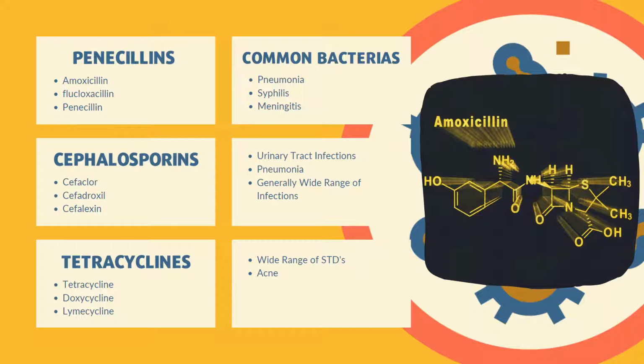So, like I said, there are a very wide variety of antibiotics that are in use. However, there are some common groups of antibiotics that are used. Most common ones are penicillins, cephalosporins, and tetracyclines. The penicillin class of medications, such as amoxicillin, are commonly used to treat pneumonia and meningitis. Cefaclor and cefadroxil are used to treat urinary tract infections or UTIs. And tetracyclines are commonly used to treat most STDs, as well as, interestingly enough, many doctors will prescribe tetracyclines to combat severe acne.